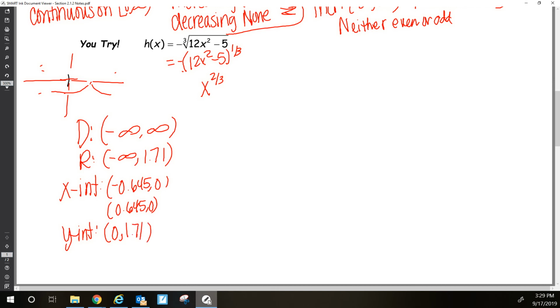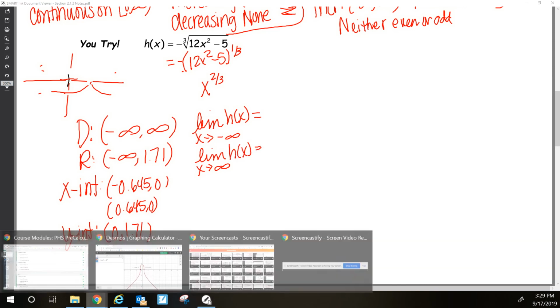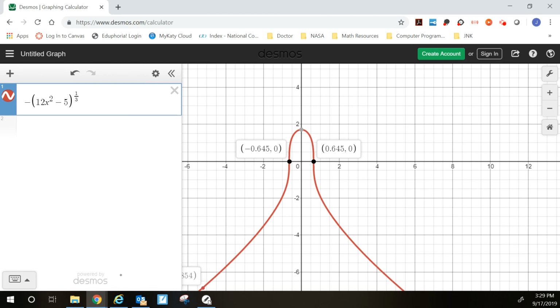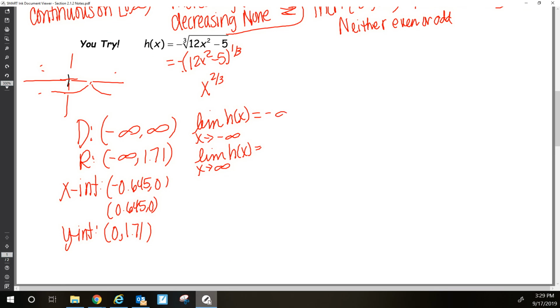Can we take limits? Can we find end behavior of this? We sure can. What does it look like is happening to our graph of h of x as we go to negative infinity and positive infinity? I'm having a hard time drawing my negative signs today. Looking at our graph, it looks in both cases that we're going to go down to negative infinity. So our y's are going to negative infinity on both sides of our graph.